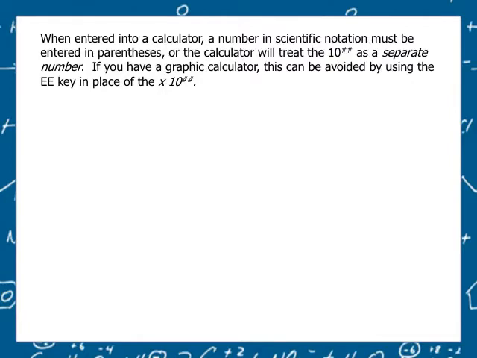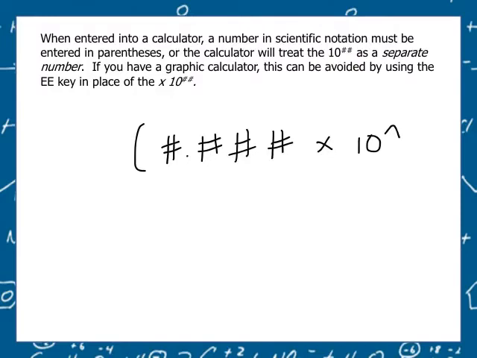So if you like to type it in so that you have number, decimal point, number, times 10, and you'll probably have that little caret symbol on your calculator, number. Make sure you put that whole quantity inside of parentheses. So this is option 1.